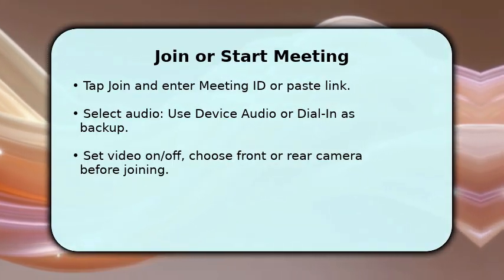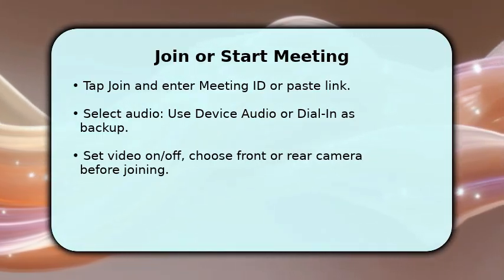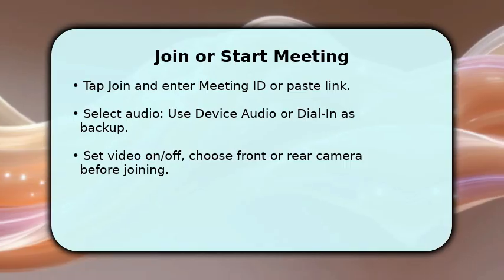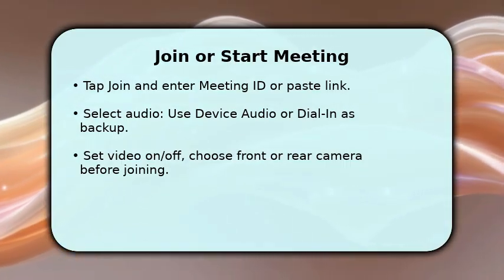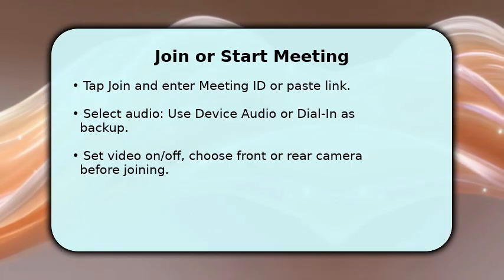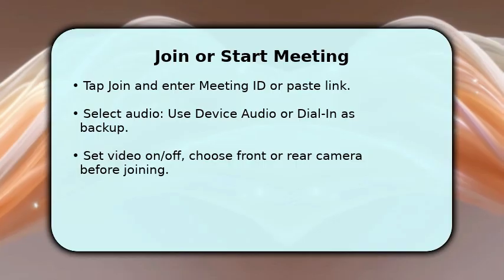Next, choose audio, use device audio for clarity and switch to dial-in only if network issues arise. Then pick your camera, front for face, rear for showing objects. After confirming video and audio choices, tap Join. These selections control what others see and hear and prevent awkward switches mid-meeting.